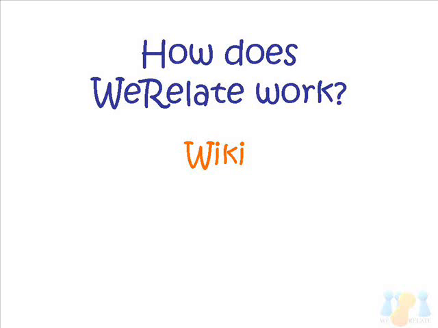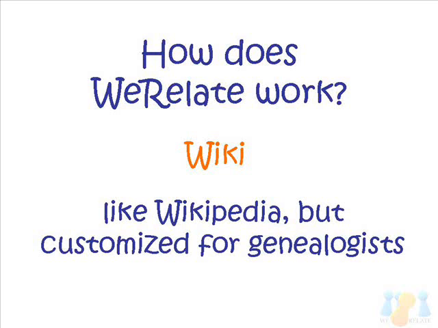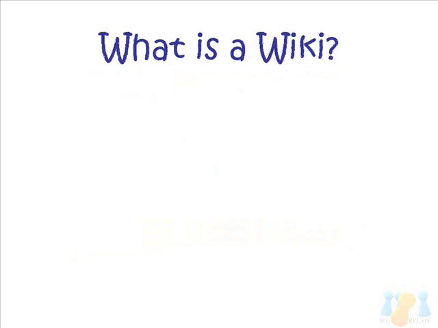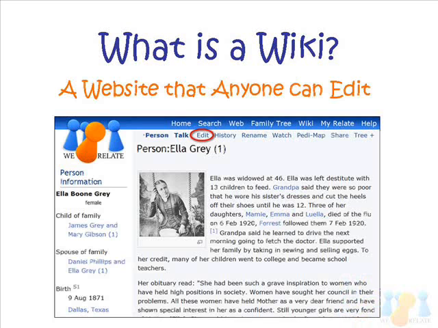WeRelate is a wiki. It's based on the same software that makes Wikipedia so successful, but customized for genealogists. So what is a wiki? A wiki is a website that anyone can edit. And at this point, people usually ask, do we really mean anyone? Yes, anyone. Anyone who's registered at WeRelate can edit any page. We have a number of quality controls in place to help ensure that the edits that people make are positive.